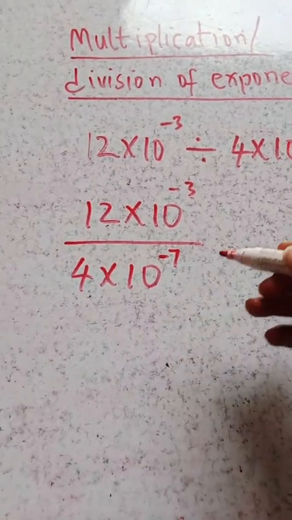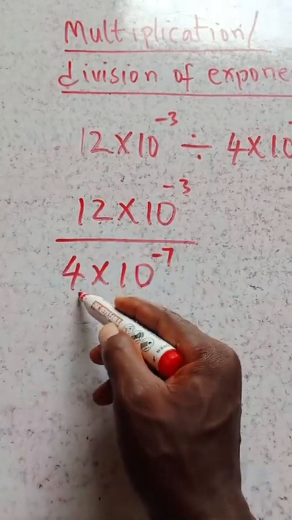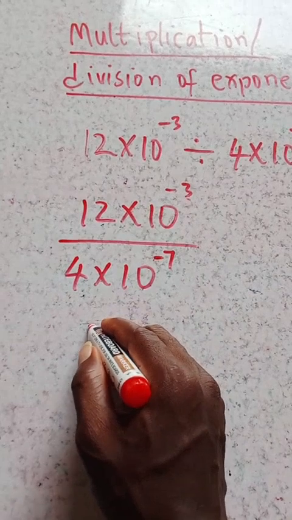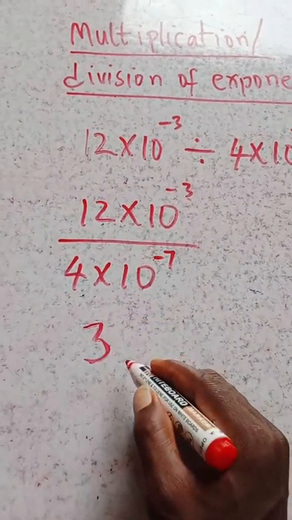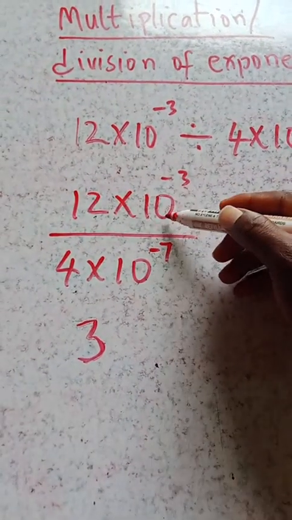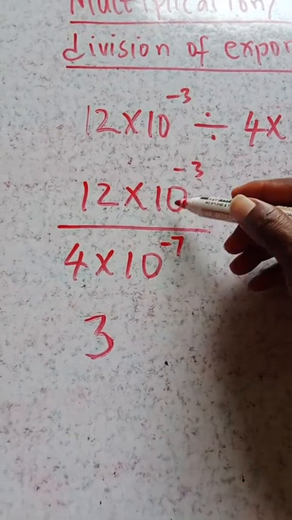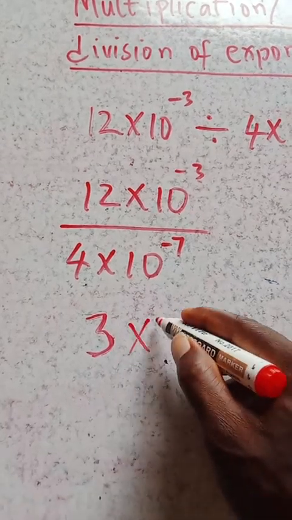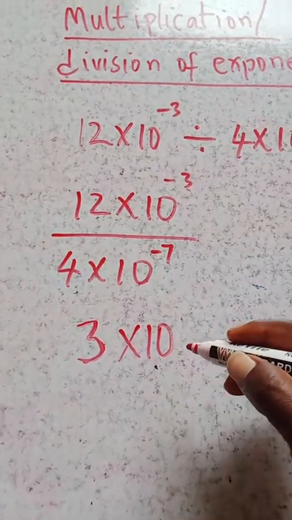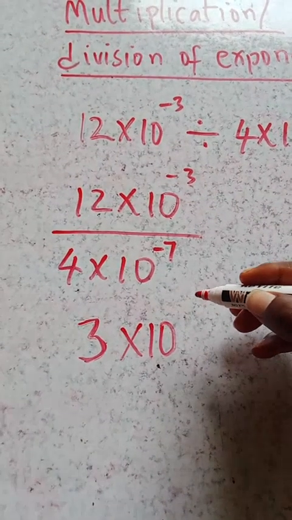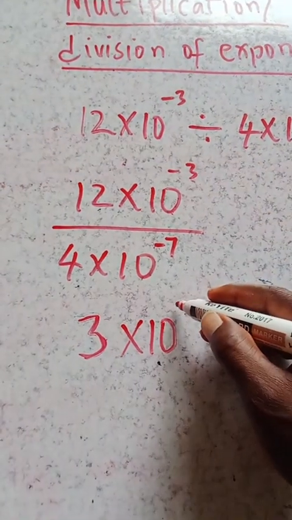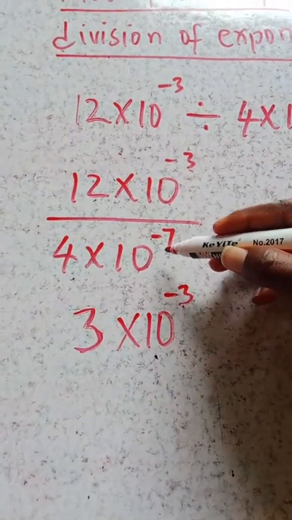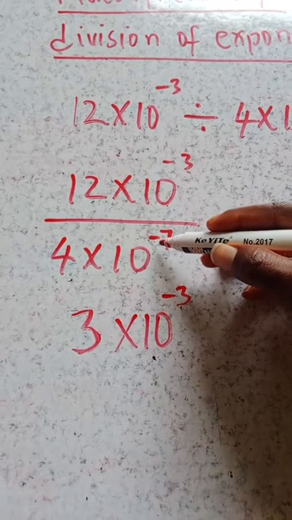I told us that we are going to first divide the numbers. 12 divided by 4 is 3. And then the bases are the same for the exponent. So since the bases are the same, we write one of the bases, that is times 10. According to the law, we write the first power, which is minus 3, and then the power of the denominator of the exponent is minus 7.